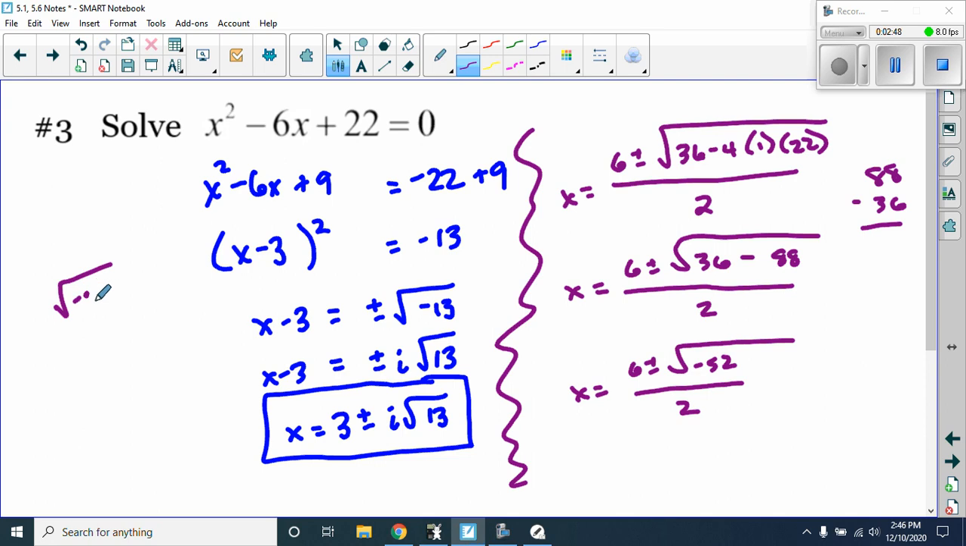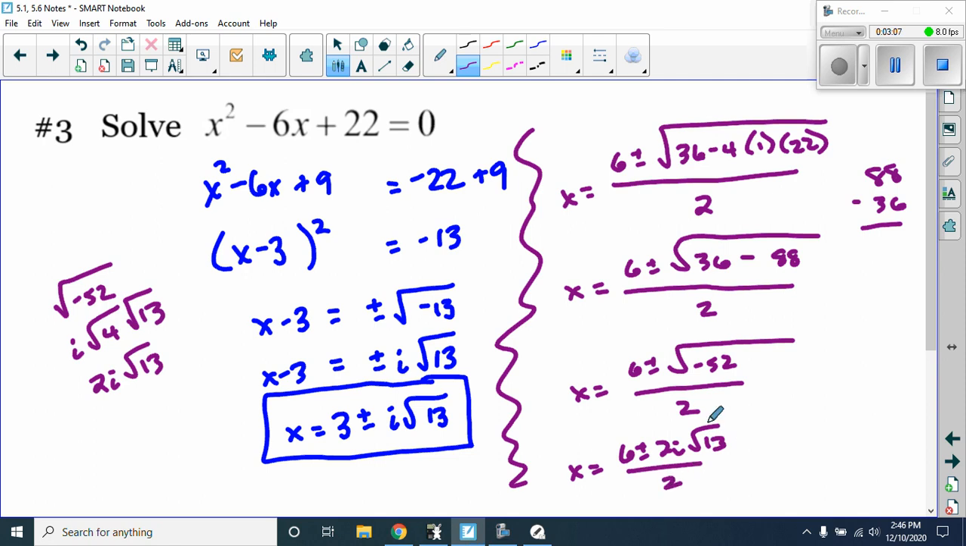Reduce the square root of -52, so we've got i. 52 might take you a minute, especially if it's no calculator, but it's 4 times 13. So that's 2i root 13. And then to reduce it, we divide everything by 2. 3 plus or minus i root 13 all over 1. Same answer either way.